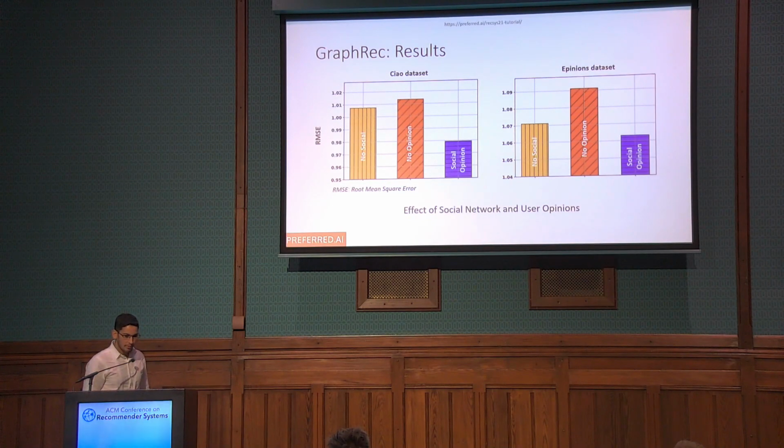Okay, so here are some results from the GraphRec paper that actually demonstrate the importance here of having both signals in blue. It actually achieves the best performance. So here we are reporting RMSE, so lower is better. And then we see that the most important information obviously is the opinion, because when we remove it, which is the red bar, we get the worst performance.